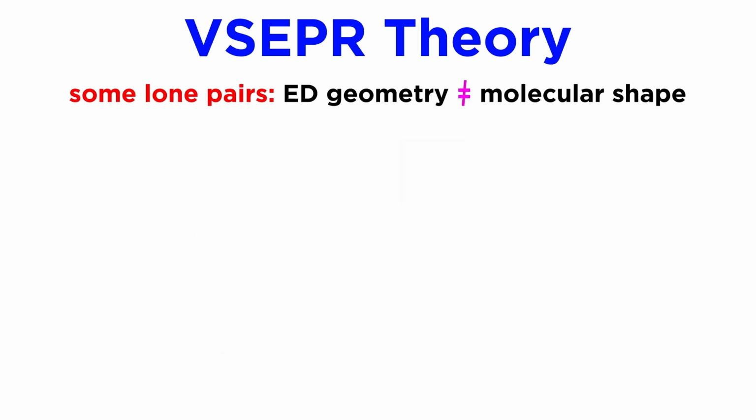If we look at other molecules that have tetrahedral electron pair geometry, we can see that the molecular shape will begin to change as we replace atoms with lone pairs, because the molecular shape is only concerned with the locations of atoms, not lone pairs.